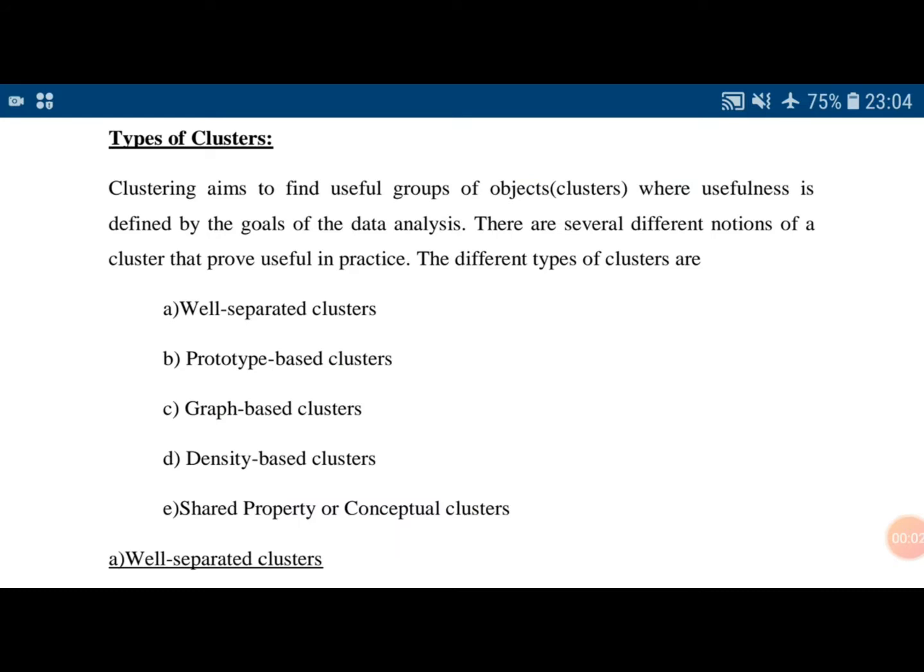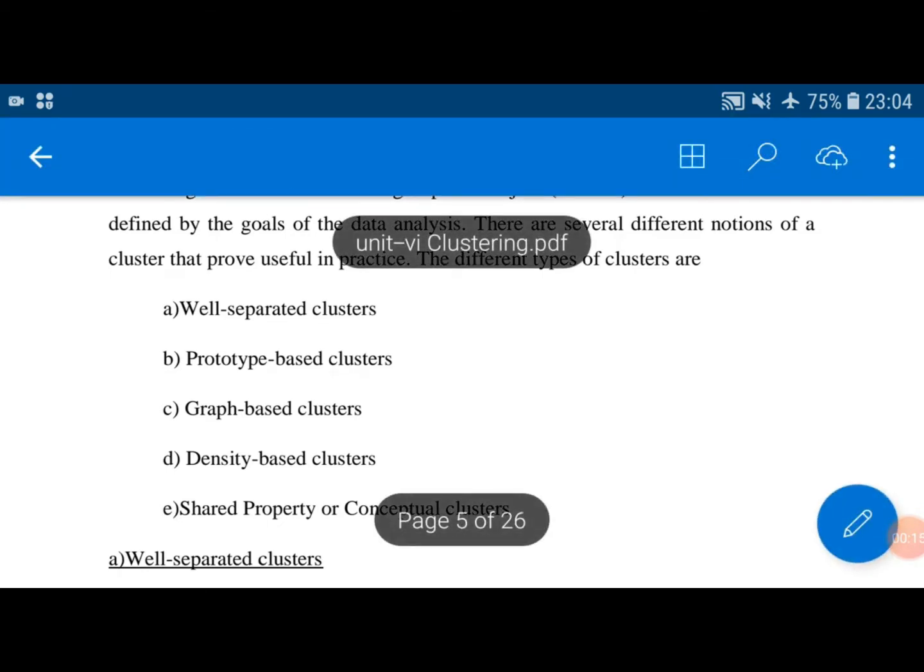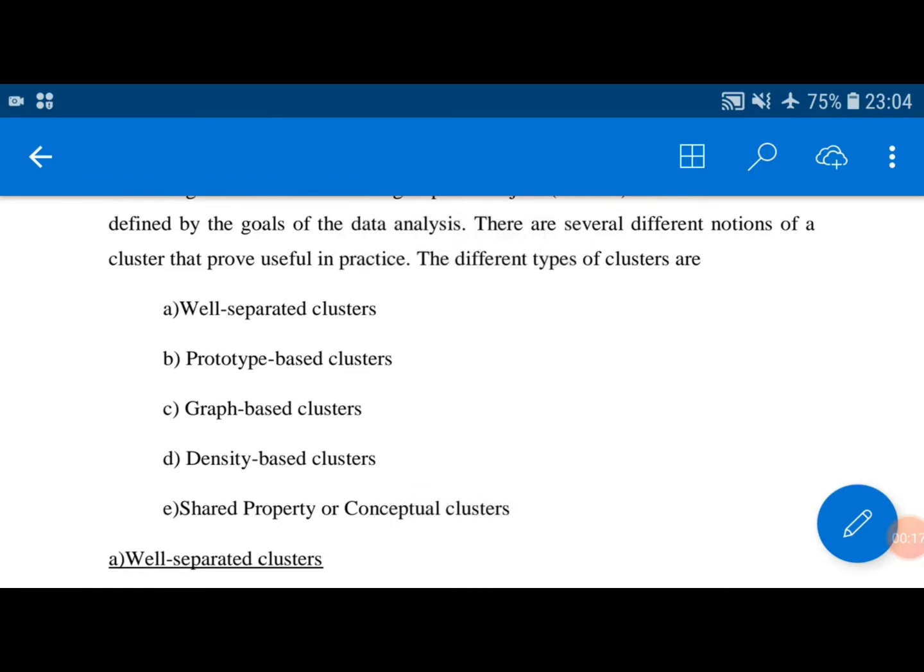Students, today we will see different types of clusters. Clustering aims to find useful groups of objects where usefulness is defined by the goals of the data analysis. There are several different notions of cluster that prove useful in practice. There are different types of clusters here.